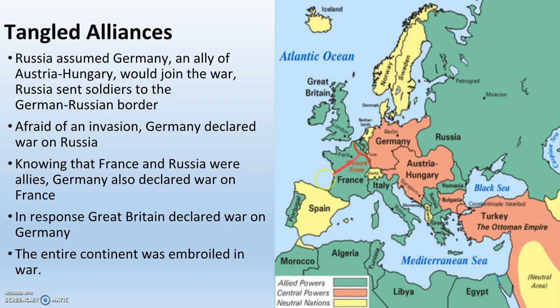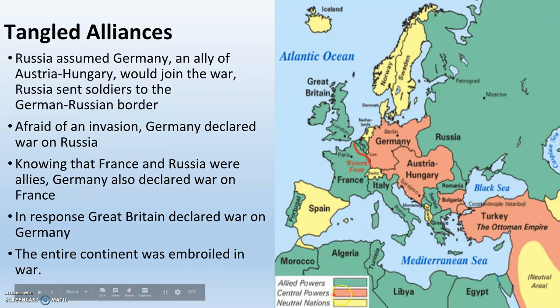The problem is that Russia and France are allied together. Germany knows this. So Germany goes ahead and declares war on France too. So now Germany is fighting France and Russia. Austria-Hungary is fighting Russia as well as France, but Austria-Hungary and France don't share a border. Great Britain, who is allied to France, in response then declares war on Germany. Next thing you know, the entire continent is embroiled in a war.